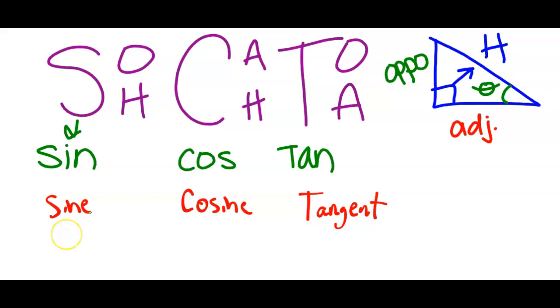Okay, so sine is when we have a right triangle, and we're looking for an angle, and we have the opposite and the hypotenuse, or when we have an angle, we're looking for the side length of the opposite or the hypotenuse. So sine goes with opposite or hypotenuse. Remember, our hypotenuse is the side that's opposite of the 90-degree angle.